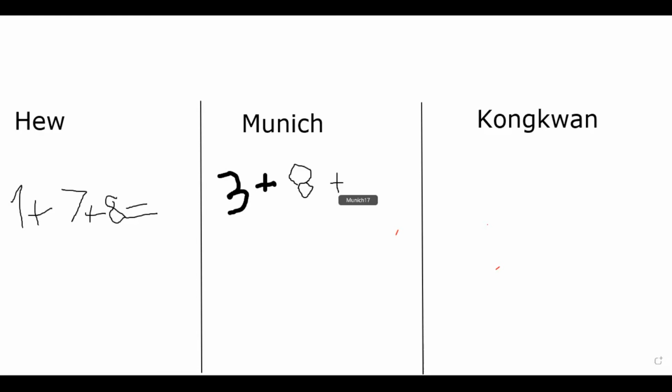Okay. Ploida, could you please help Hugh? How to do it? Please show it to him. Ploida. Okay. You have to look, observe. Kong Kwan, please do number 6.